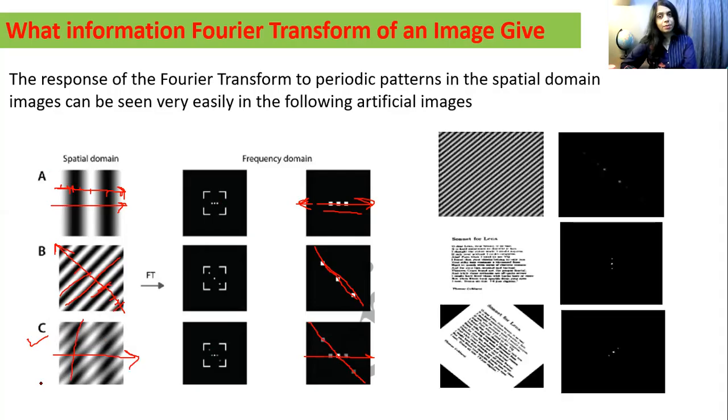Again, let's take an example. Same image we have here. Since the variations are more in this direction, the Fourier transform of this image will be something like this.